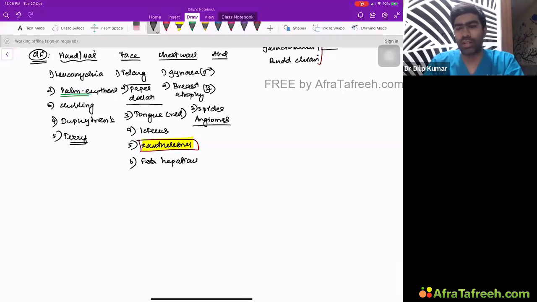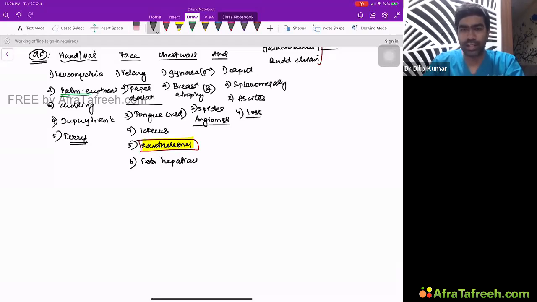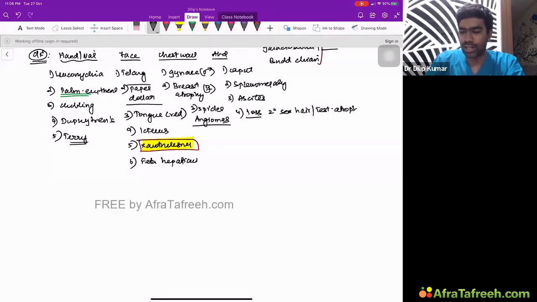Then abdominal problems. Caput medusae, everyone knows that's a sign of portal hypertension. And you might see splenomegaly, once again a sign of portal hypertension. And ascites, once again a sign of portal hypertension. And you can see loss of secondary sexual hair, especially pubic hair; chest hair and all will be very sparse. And they can have testicular atrophy, low testicular volume, a very characteristic feature of chronic liver failure and cirrhosis.